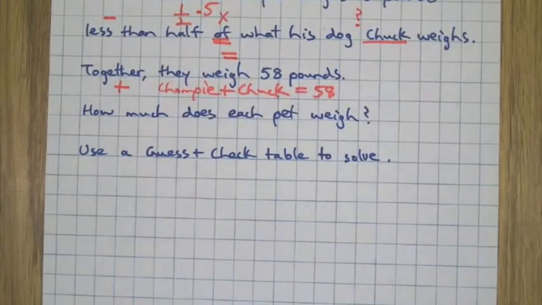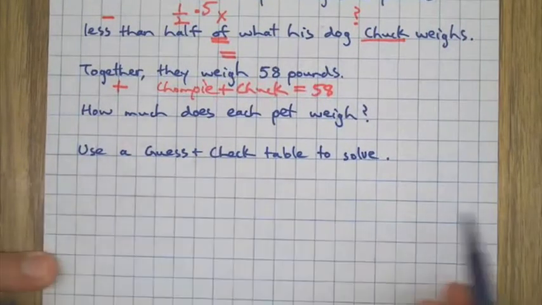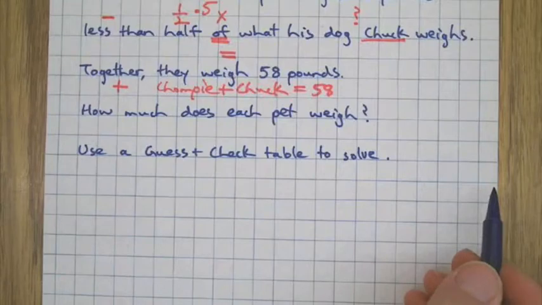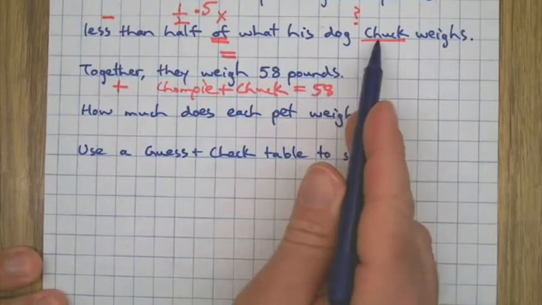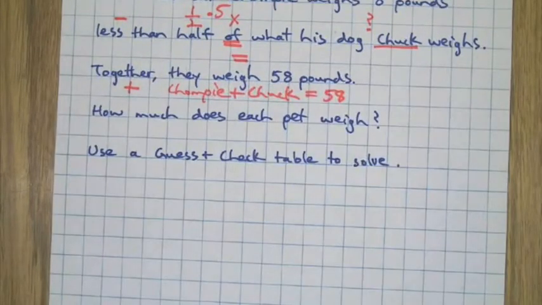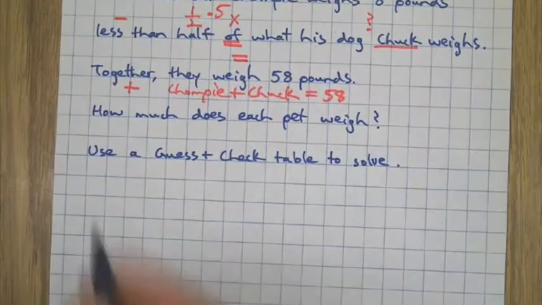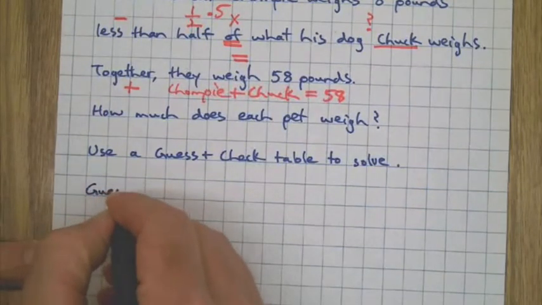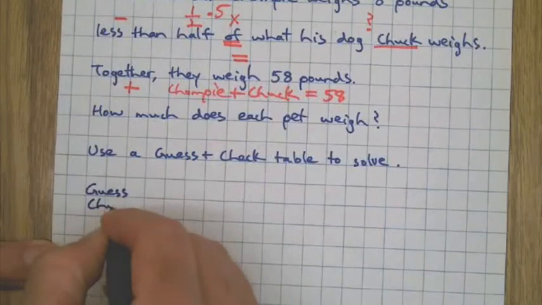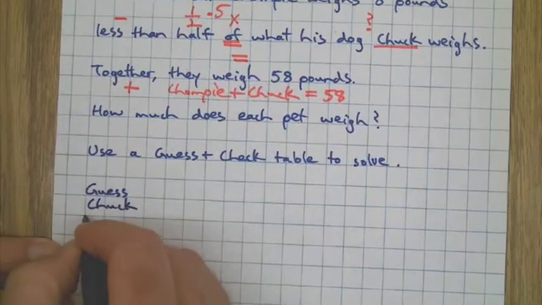As we learned in class, we want to let the problem create the table instead of trying to create the table ahead of time. Here's what I mean. What do we need to guess here? That means what don't we know? We don't know what Chuck weighs. So we're going to guess. Guess Chuck. Just like at the carnival.